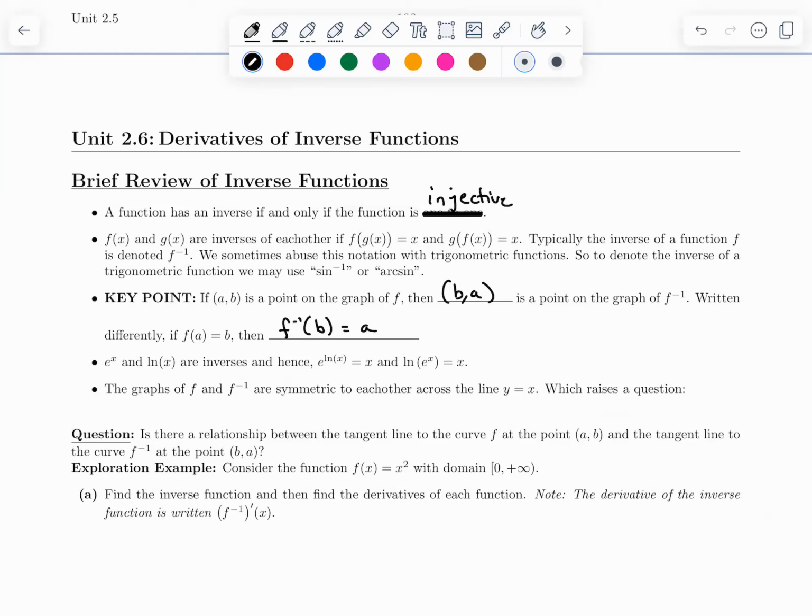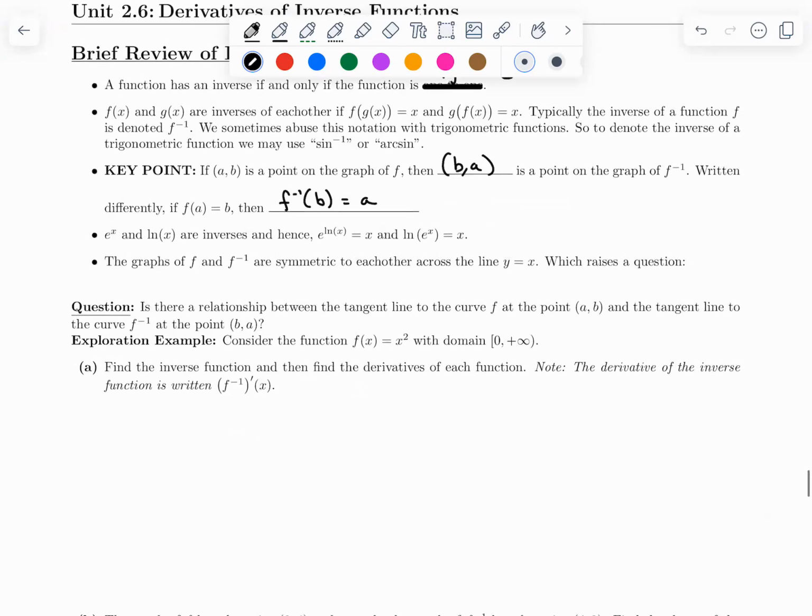E and ln are inverses of each other, and the graphs are symmetric to each other across the line y equals x. So don't write this. You don't need to draw this, but I'm going to do this for fun. Here's the line y equals x.